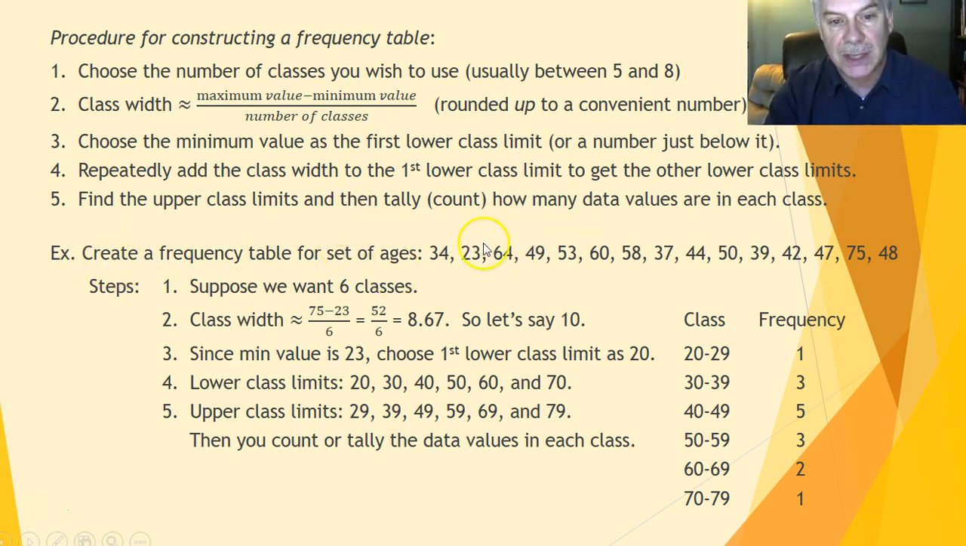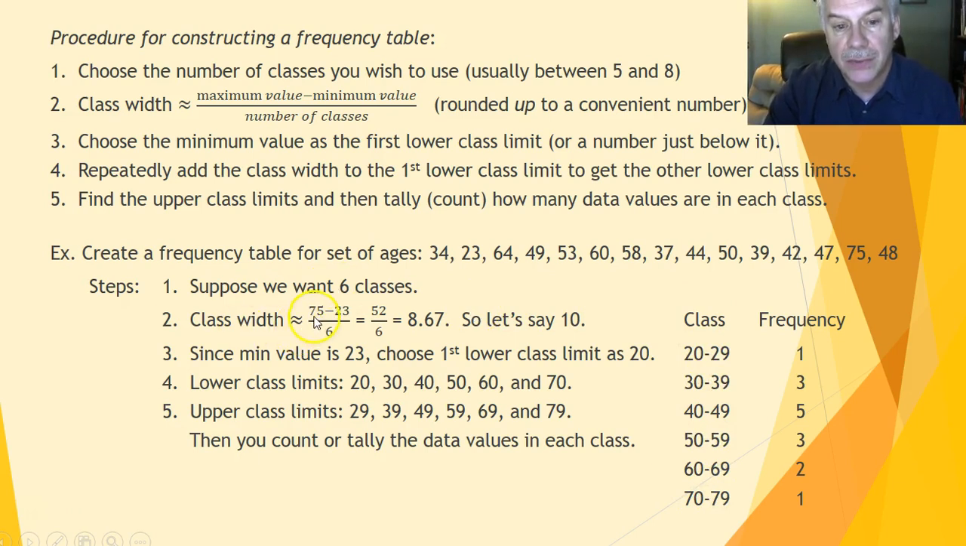Okay, so let's say you have this set of data, 34, 23, 64, 49, all the way to these others. Now they're not put in any order. They don't necessarily have to be for doing this. All right, but let's suppose we want 6 classes. So you just decide, okay, I want 6 classes. That means 6 intervals, as you see here.